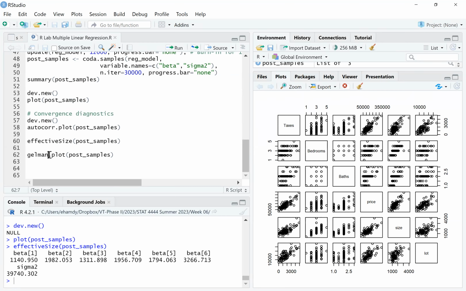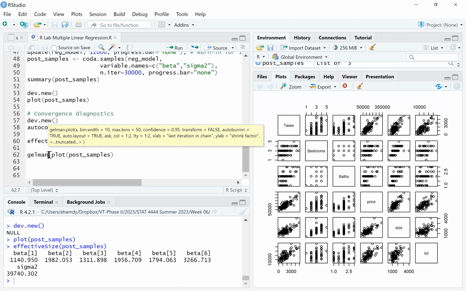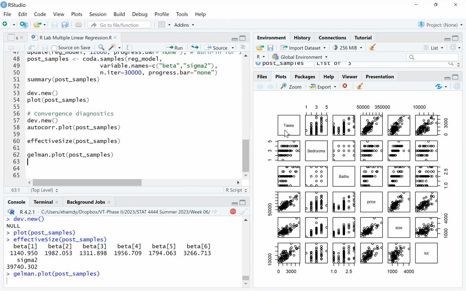Oh, and also you should look at the Gelman-Rubin diagnostic, because this one is very important also to make sure. I know from the trace plot it looks fine, but let's look at something more formal, like the Gelman-Rubin measure. So let's look at those guys and see whether the convergence happens after 12,000 or not.